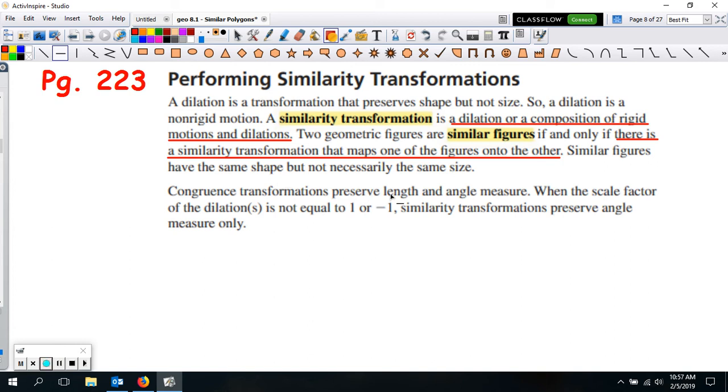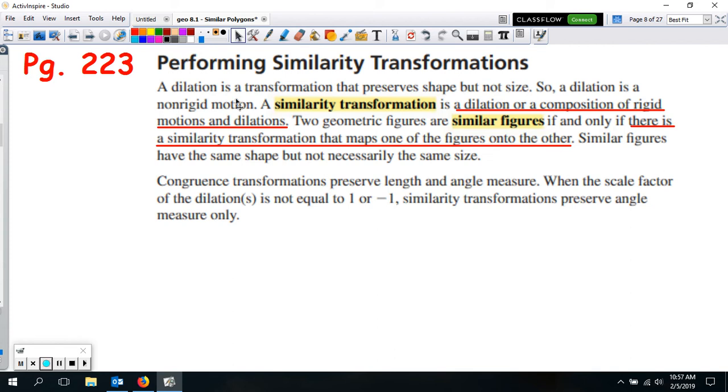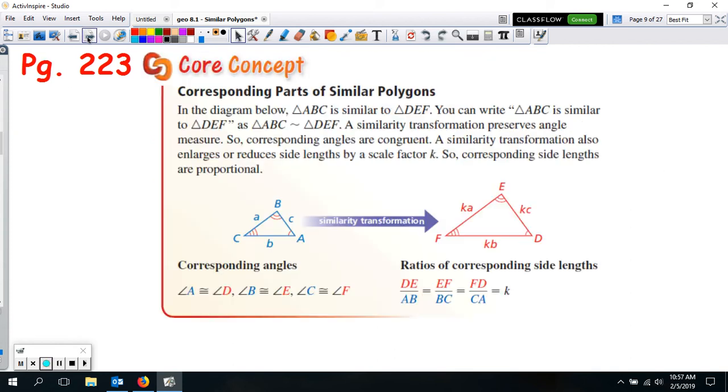Congruence transformations preserve length and angle measure when the scale factor of the dilation is not equal to 1 or negative 1. And we're going to be talking about scale factors today. That's another thing we'll be looking at. Okay, so you can stop this if you need to continue to copy those down. But on to the next vocabulary, which is corresponding parts.